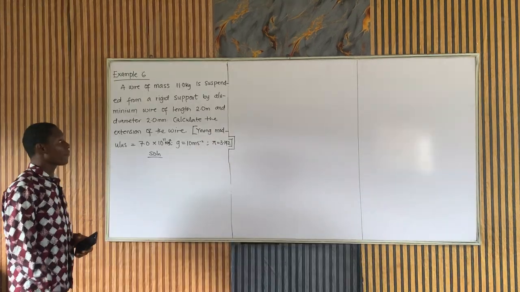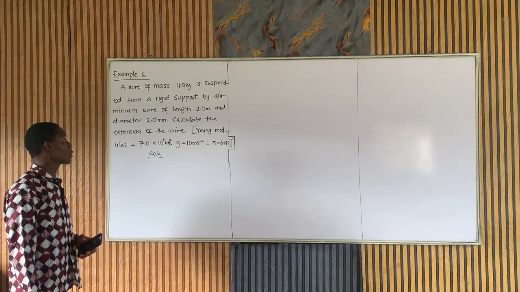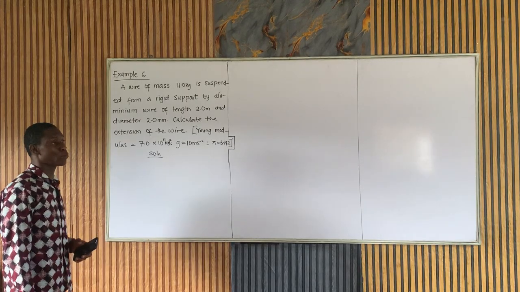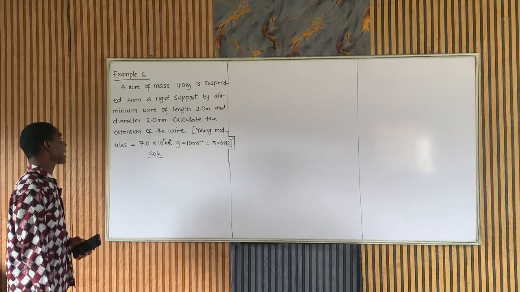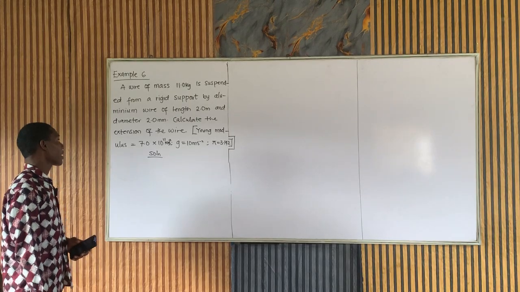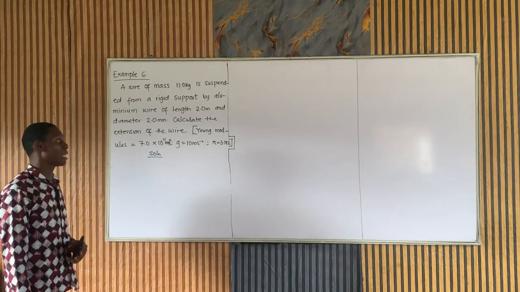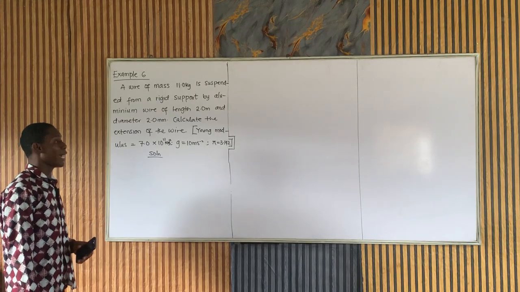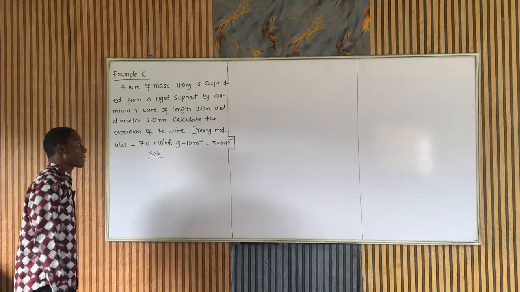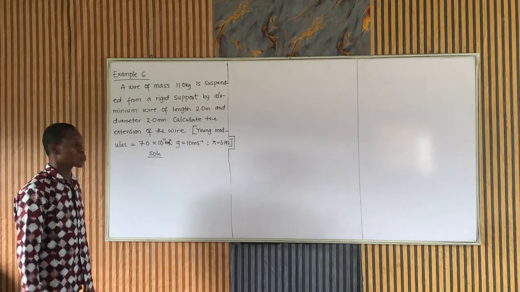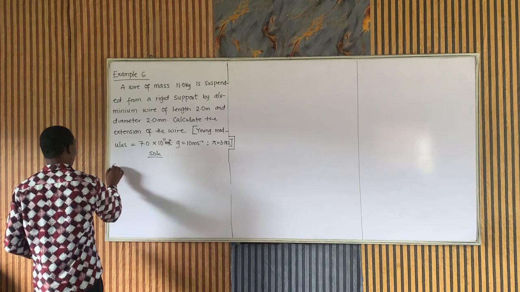A wire of mass 11 kg is suspended from a rigid support by an aluminum wire of length 2.0 meter and diameter 2.0 millimeter. Calculate the extension of the wire. We are given the Young modulus as 7 times 10 raised to the power 11 Newton per meter square, and we are given acceleration due to gravity as 10 meter per second square, and then pi, a constant, 3.142. So let's bring out what we are given here.